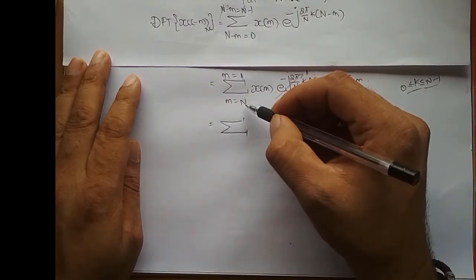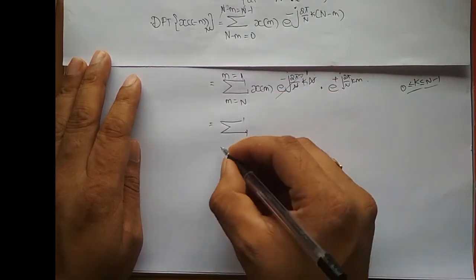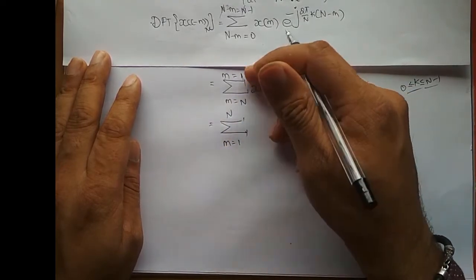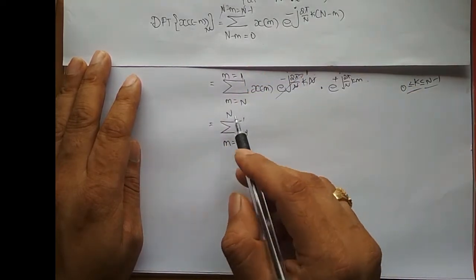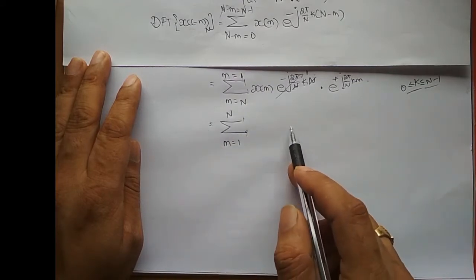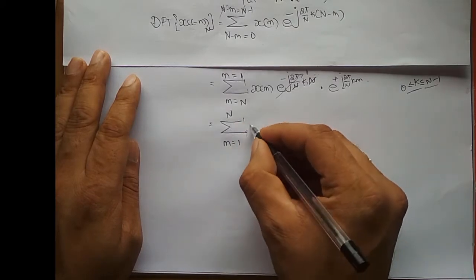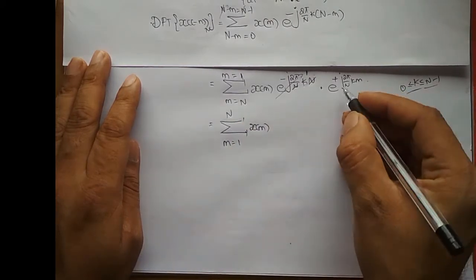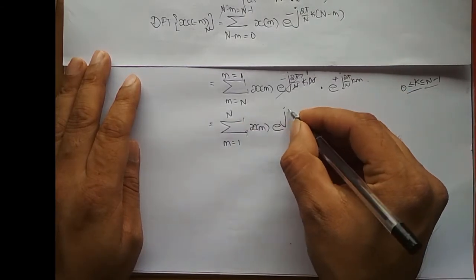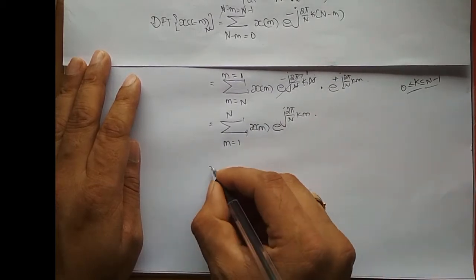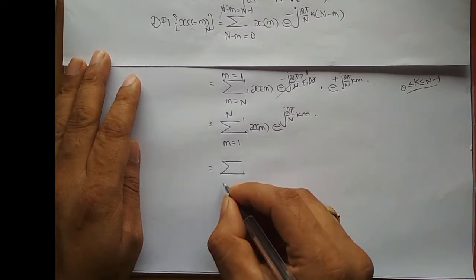Now instead of writing n to 1, I'll write it as m varying from 1 to n. I can interchange the order of summation. Instead of adding from left to right, if I add it from right to left, I get the same result, right? So I can do like this. So x of m into, what is the left over term? e power j 2 pi by n into k into m. So this is equal to summation m.